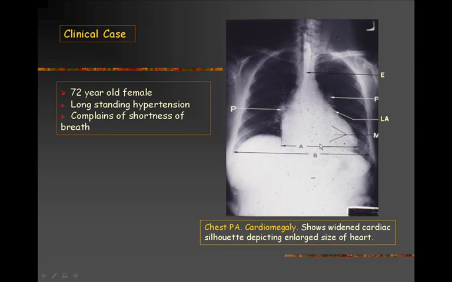The width of the cardiac shadow is represented by the line A, and the width of the chest is measured between the two costophrenic or CP angles and is represented by the line B. This is called the cardiothoracic ratio. The ratio between line A and line B is called the cardiothoracic ratio and is normally less than 50%. In this instance, this 72-year-old female patient has a cardiothoracic ratio greater than 50%, which corresponds to cardiomegaly.